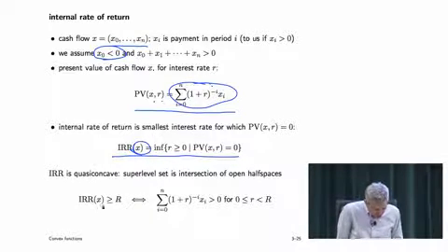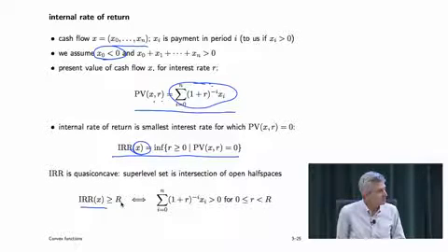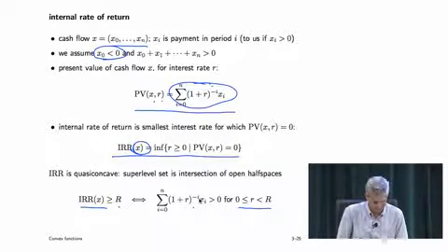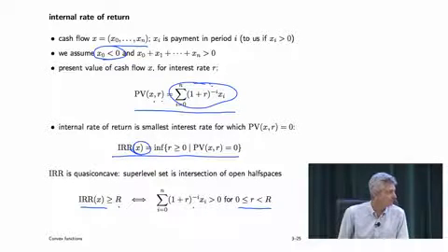It says the internal rate of return of a cash flow sequence exceeds some number R, say 10%. That's true if and only if the following is true: for all discount factors up to that 10% value, the net present value is positive. So that's the idea. Okay, so that would give it to you.